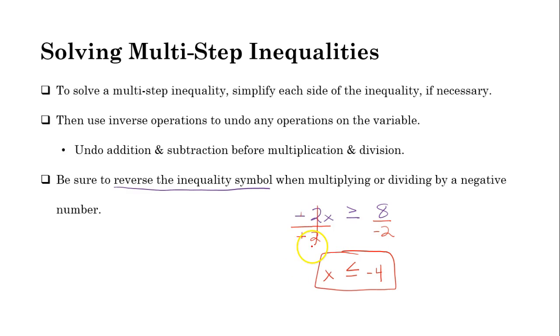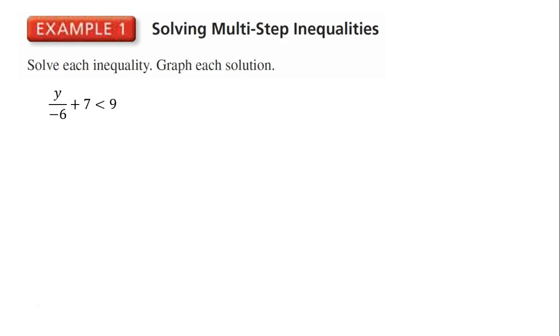So those are the main steps to remember when solving multi-step inequalities. Example, shall we? Alright, so first thing I'm going to do is simplify each side of the inequality if necessary. On the left side, I don't have any like terms to combine. And on the right side, there's nothing to simplify, so that is not necessary.